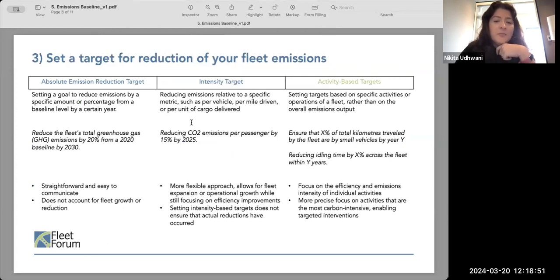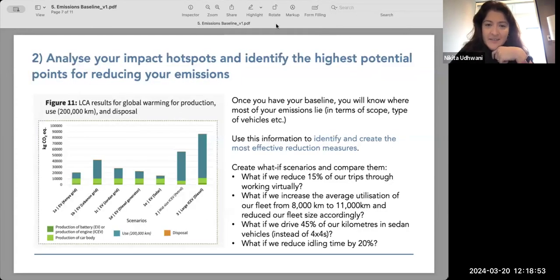Let me go one step back and ask colleagues in the webinar today. Some of you said you do have a baseline, or some of you might not even have the baseline but still have a target. So let me ask you, how many of you have a target? I'm looking for a yes or no answer on your fleet emissions. And if you do have a target for your fleet emissions, could you share in the chat box what the target is, please?